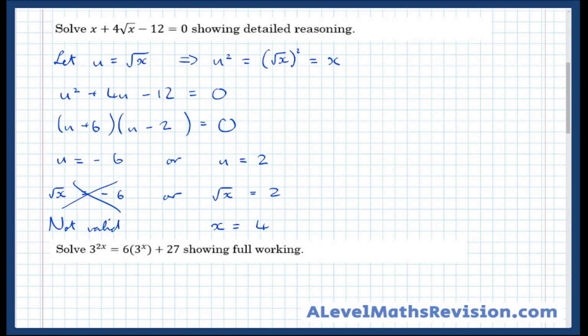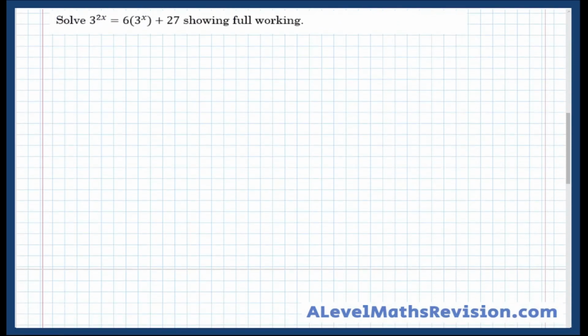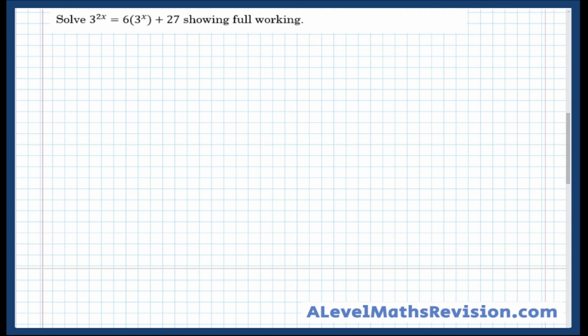So this final example we're going to look at says solve 3 to the power of 2x equals 6 lots of 3 to the x plus 27, showing full working. Now again, this phrase show full working prevents us from just using the calculator functionality without backing it up by working. Now you might want to have a go at this yourself. You might want to pause the video and see what answer you get. But I'll go through an explanation as to how to do it.